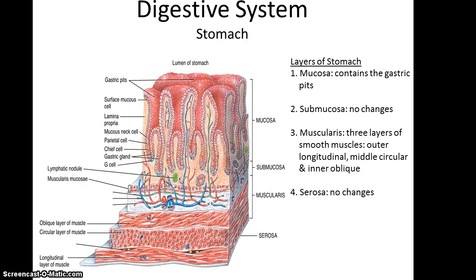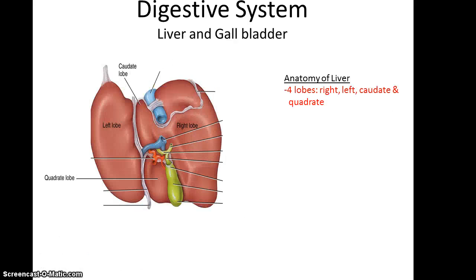The submucosa layer is as expected. The muscularis layer is different in that it has 3 layers of smooth muscles. It has an outermost longitudinal layer of muscles, a middle circular layer of muscles, and then an inner oblique layer of smooth muscles. And then the serosa is as we would expect.